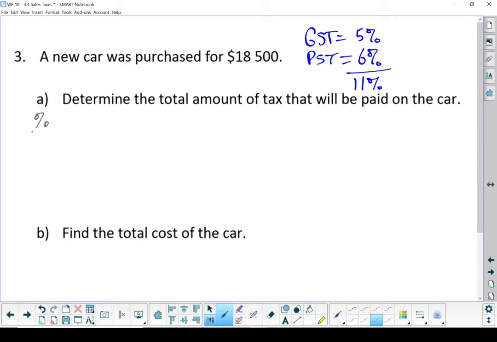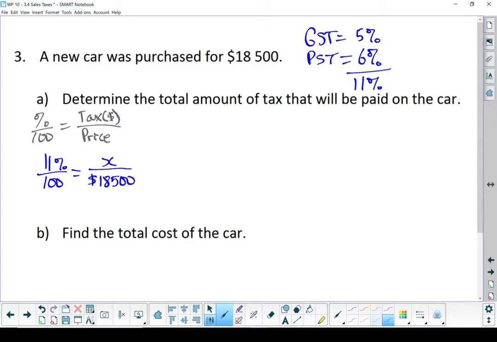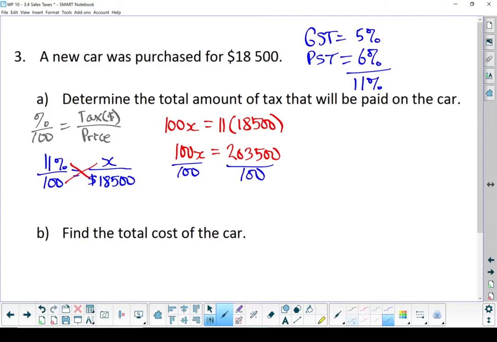Starting with the formula. Put in what we know. And we're solving for how many dollars of tax. Cross multiply. Divide both sides by 100. And on this car, we have to pay $2,035 in tax.